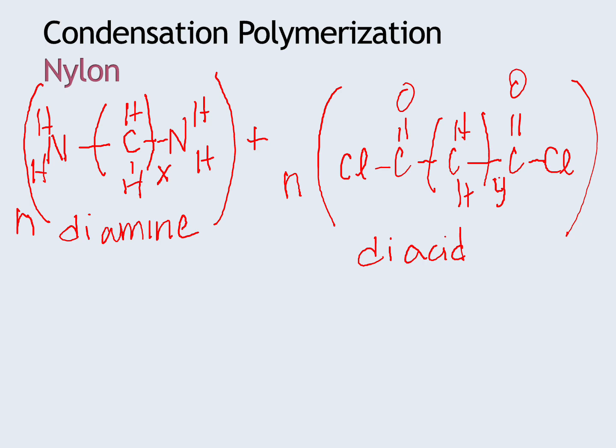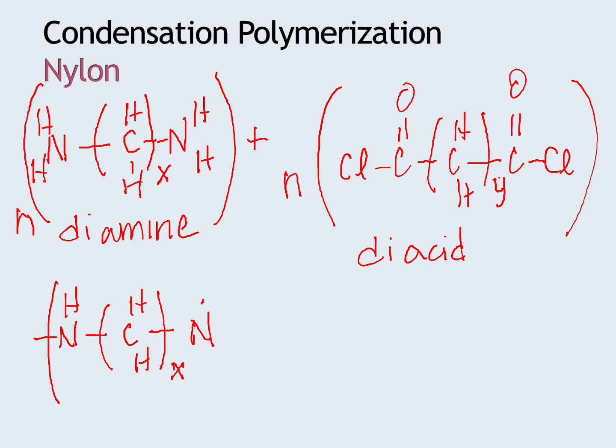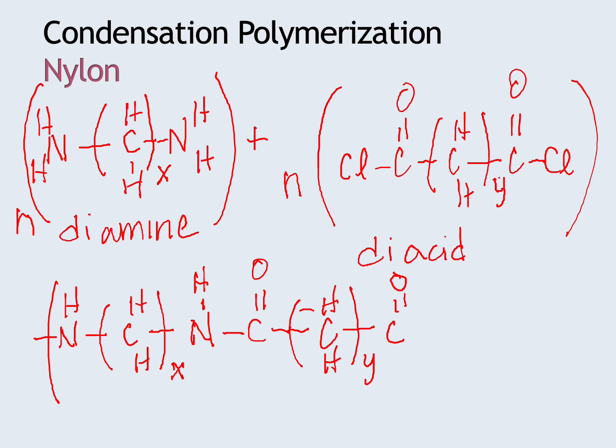And I end up with, now my NH, and then my carbon, CH2, that I had X of, and there's my other nitrogen, and then there's my carbon, and the other CH2. Y of those in a row, and then my C double bond O, and there will be N of those that are created, plus, in this case, H2O.